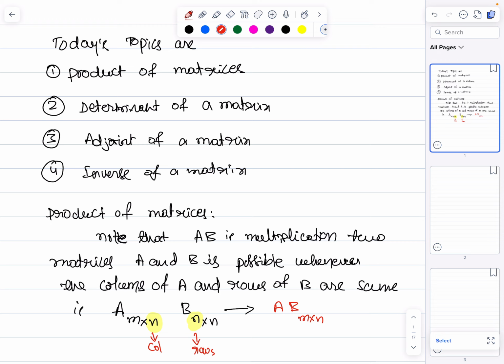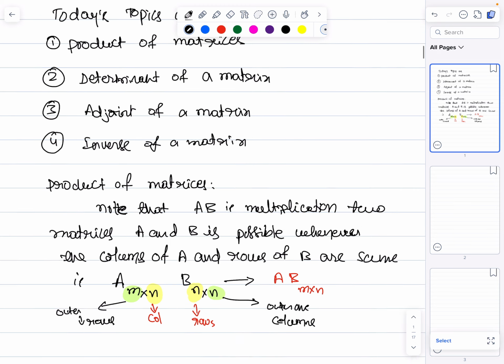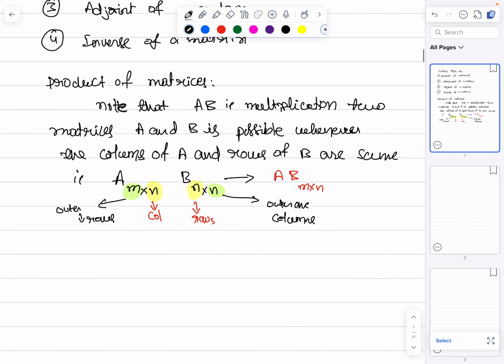You have to see the extreme cases, both the extremes, the outermost numbers. So, this outer one we call rows, and this outer one is called columns. Therefore, this is how we are calculating the matrix product.